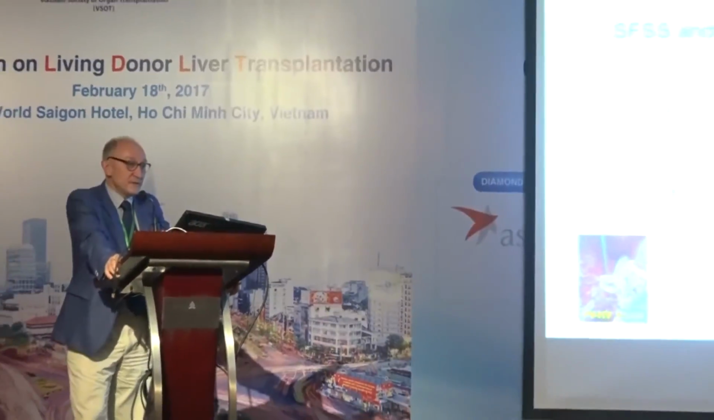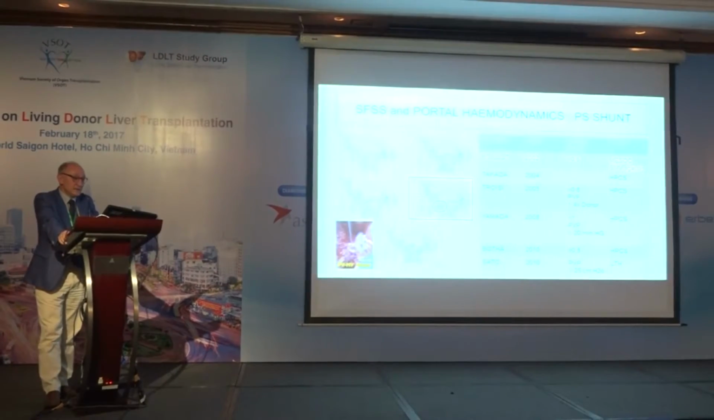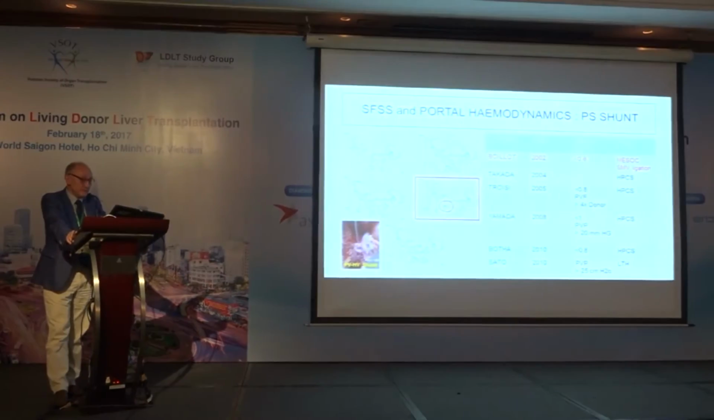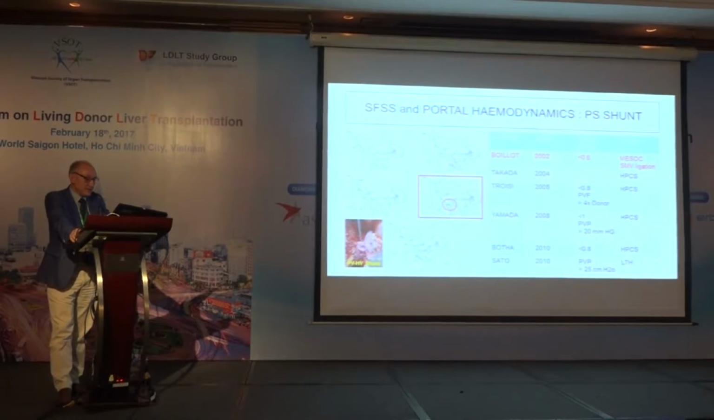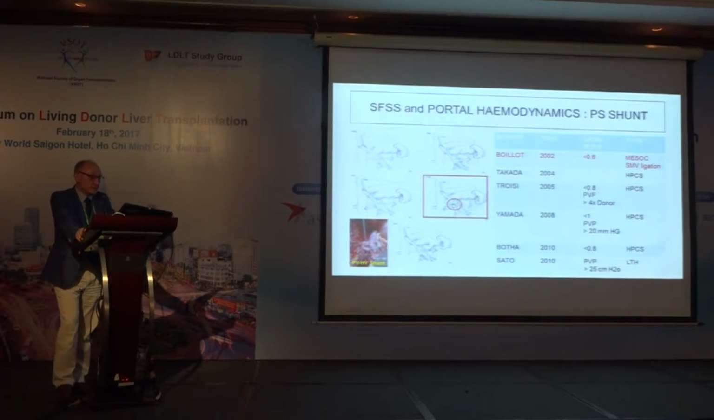Another influence of the splenic artery ligation is, of course, that you improve your hepatic artery inflow because you reduce the portal venous pressure, and this has been shown also to be able to influence the outcome and the survival of the graft. What about the portosystemic shunt? There have been several procedures described now since 2002. The first one was by Boillot. For me it's a little bit too complicated, and also it implies the interruption of the superior mesenteric vein.